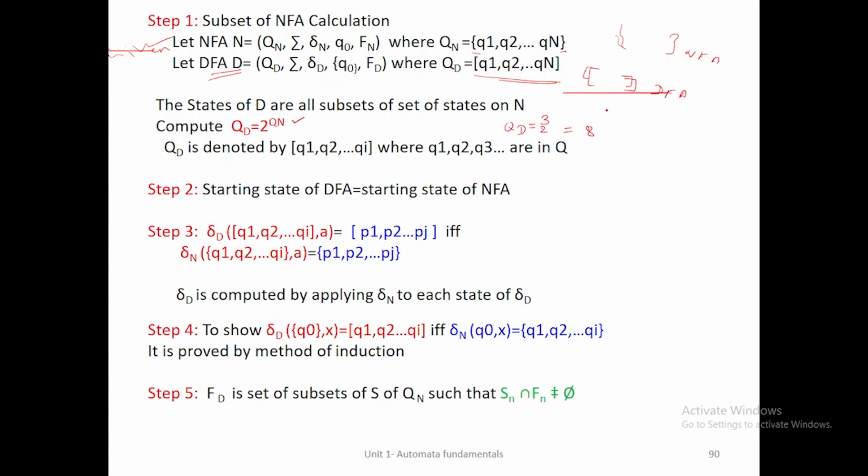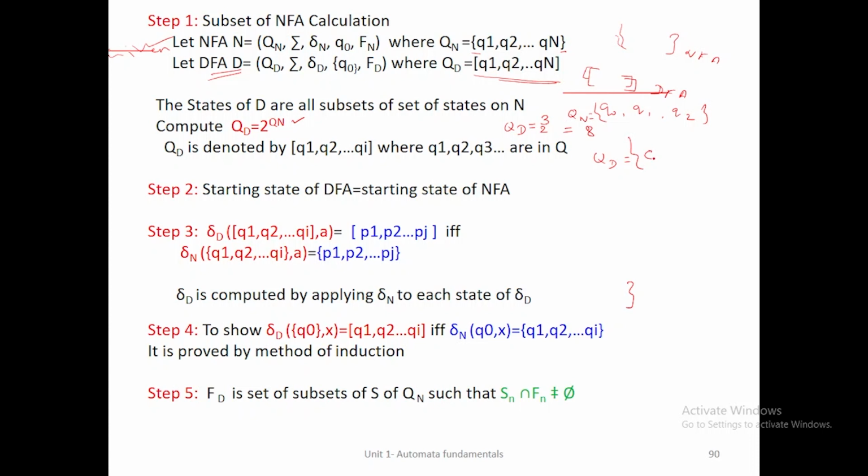So how can we know about it? For example, the NFA contains Q0, Q1 and Q2. Let Qn be equal to these values. What are the possible QD states? It is also a set of states. Each state should be mentioned within square brackets.